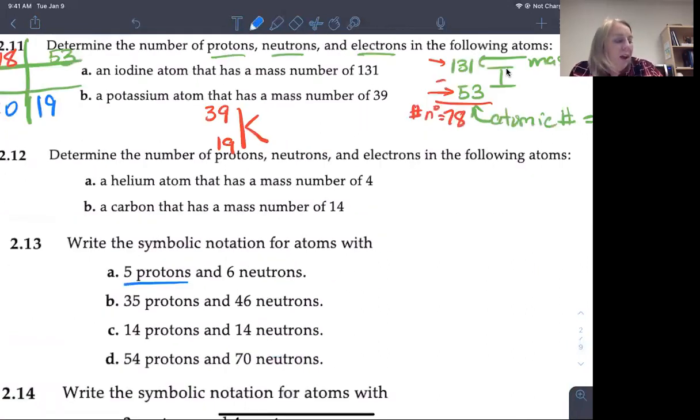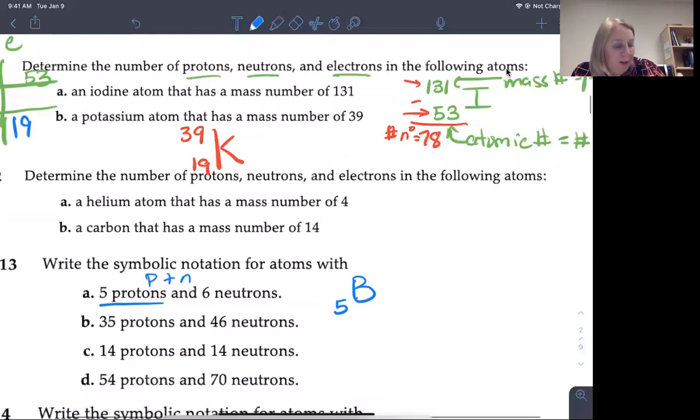There's boron. And I know I have 5 protons, so that's my number at the bottom. So my bigger number is going to go up top. Remember that bigger number is always on top. How do you get that bigger number? You add protons plus neutrons. Okay, so 5 plus 6 gives me 11. So there's my symbol.